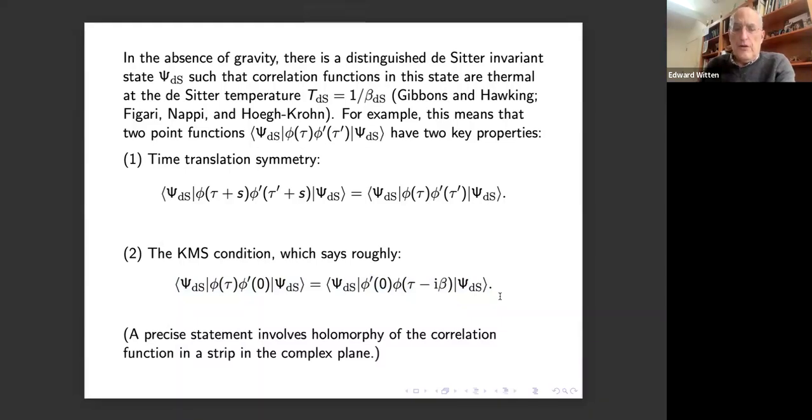A very precise statement of the KMS condition involves holomorphy of the correlation function in a strip in the complex plane, with the two operator orderings, A before B or B before A, representing boundary values on the opposite sides of the strip.